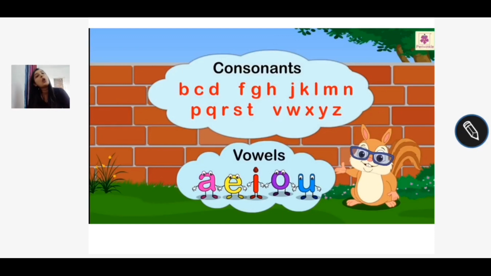So I hope you all are clear now. What are consonants and what are vowels? Vowels are A, E, I, O, U and consonants are B, C, D, F, G, H, J, K, L, M, N, P, Q, R, S, T, V, W, X, Y and Z.